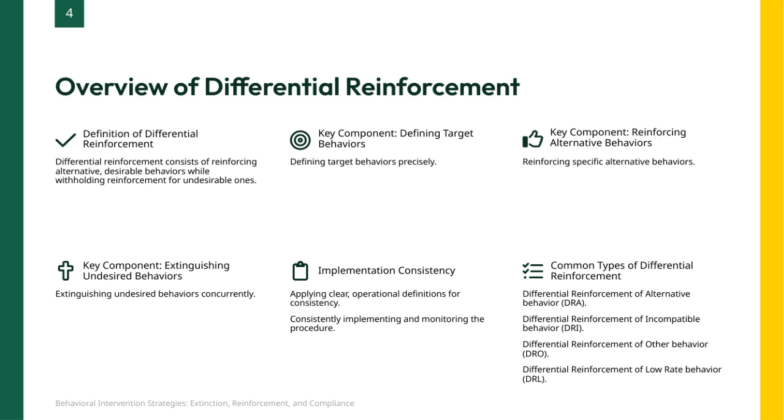Finally, there are several common types of differential reinforcement, including differential reinforcement of alternative behavior, incompatible behavior, other behavior, and low-rate behavior, each tailored to address behaviors in different ways. Understanding these components helps us use differential reinforcement effectively in practice.